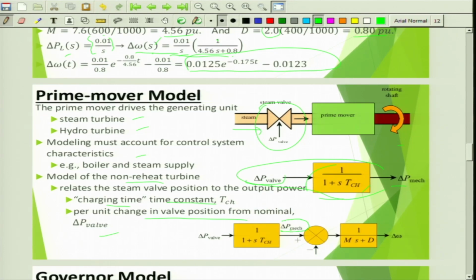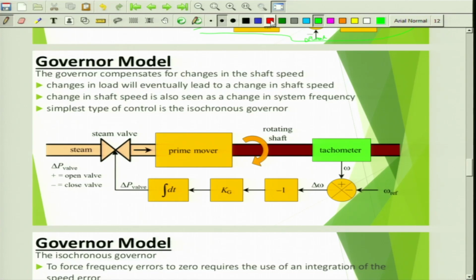The delta P mechanical is coming and it is dependent on the P valve. So that also needs to be included when you consider the overall control function. So delta P valve into 1 by 1 plus sT_CH will give you delta P mechanical, and this is subtracted by delta P load, multiplied by 1 by Ms plus D. This is due to the swing equation, and with dependent loads, frequency dependent loads, you are getting delta omega ultimately. Now governor model.